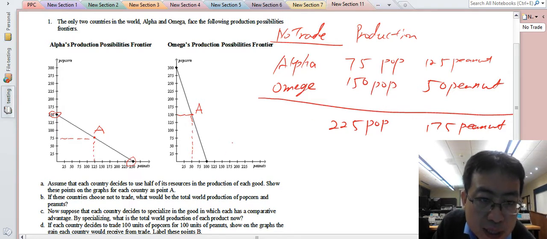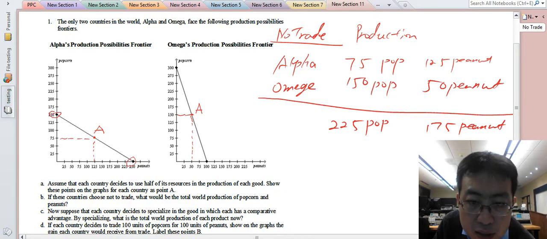So now assume each country decides to specialize in a good in which they have a comparative advantage. What is the total production of each product now? So we're looking for this thing called comparative advantage. Now if you remember from chapter 3, comparative advantage is any time a country has a lower opportunity cost. So we need to find our opportunity cost.